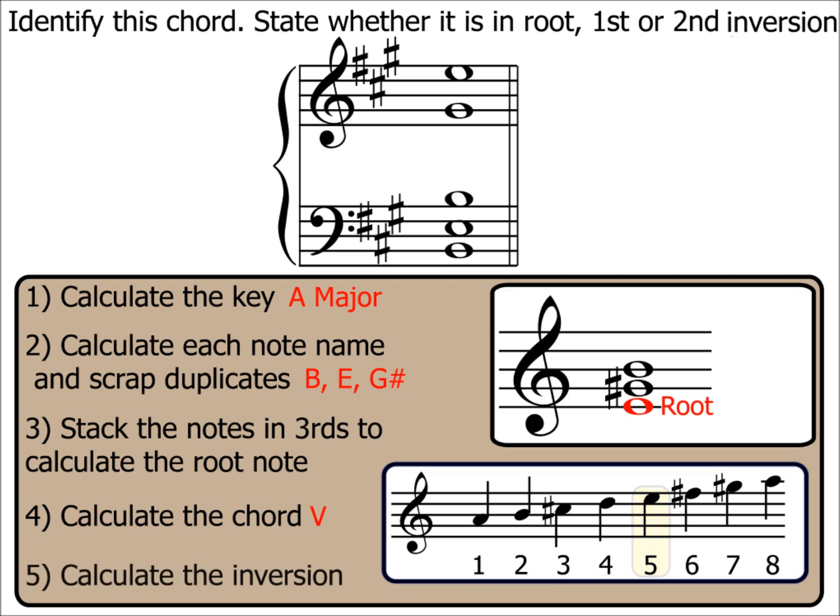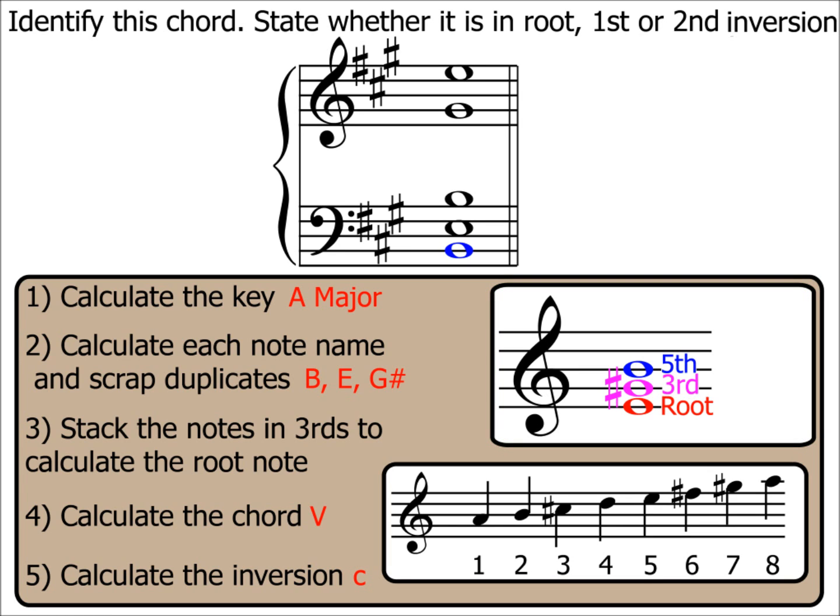Step 5. Calculate the inversion. Look again at the chord in question. There is a B in the bass, which I've highlighted blue. We worked out earlier that E is the root. The G sharp is therefore the third, whereas the B is the fifth. Therefore, as the B is in the bass of the chord in the question, we can say that the fifth is in the bass, or it is in second inversion. We use the letter C to represent second inversion. Make a note of this.